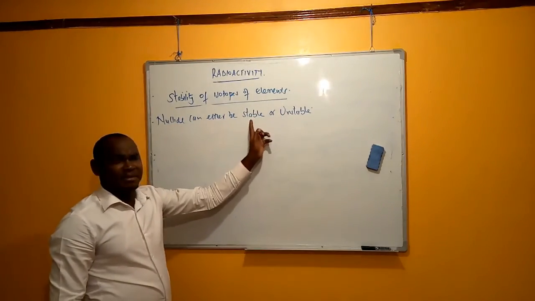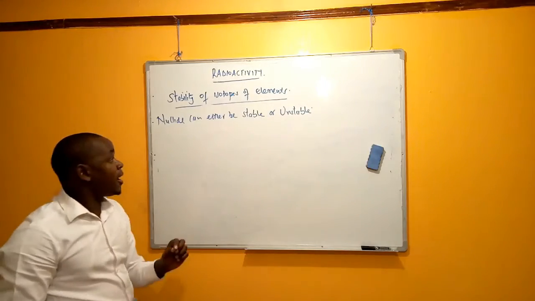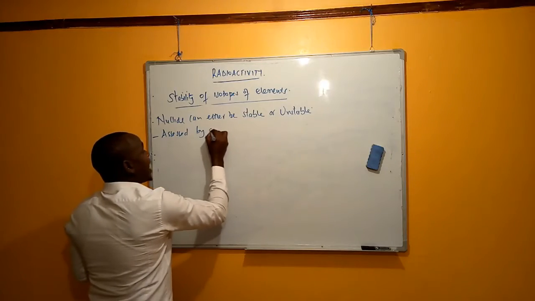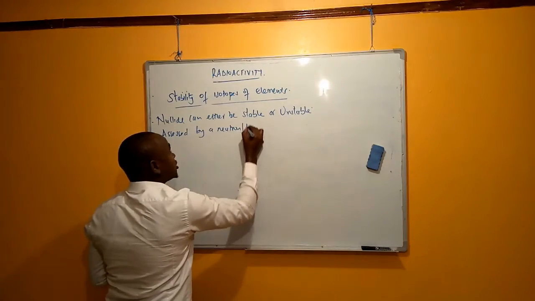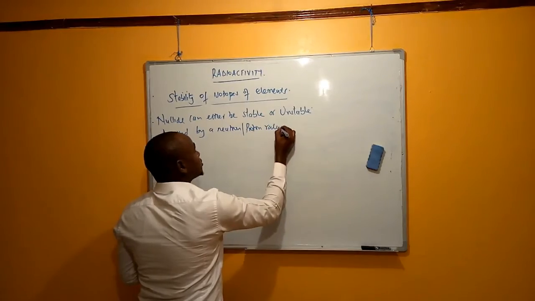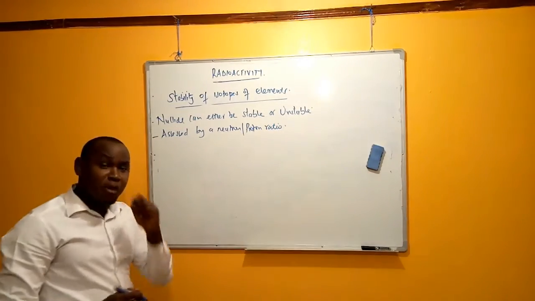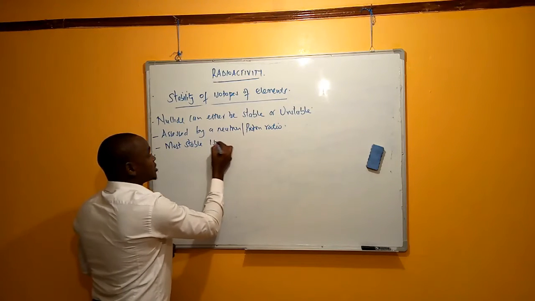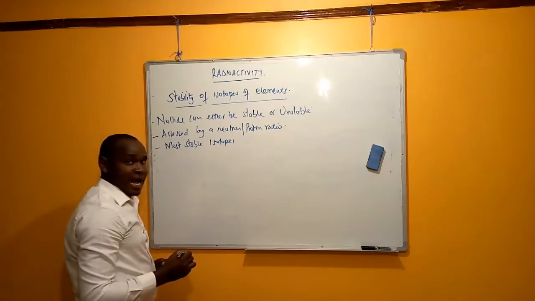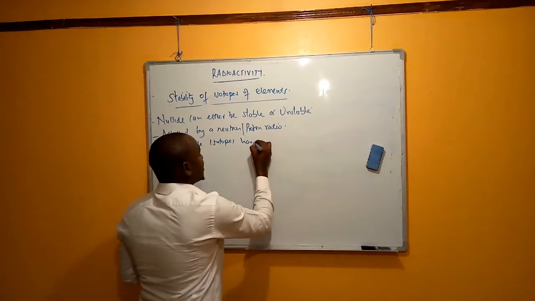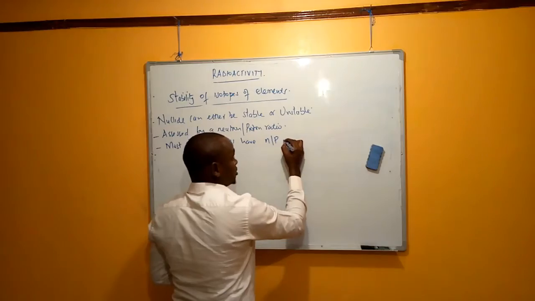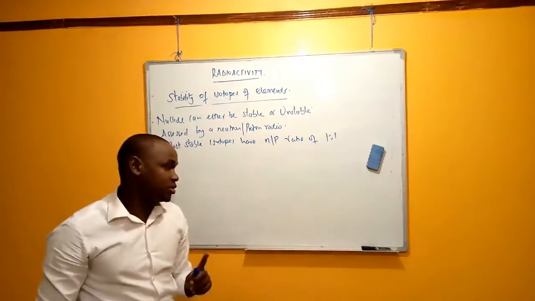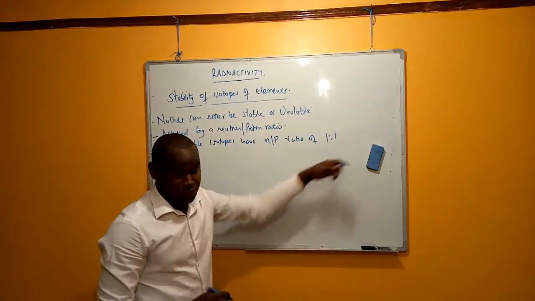When you talk about stability, stability is assessed by a neutron-proton ratio. Neutron-proton ratio. And most stable isotopes have a neutron proton ratio of 1:1. Most stable isotopes will have a neutron proton ratio of 1:1.